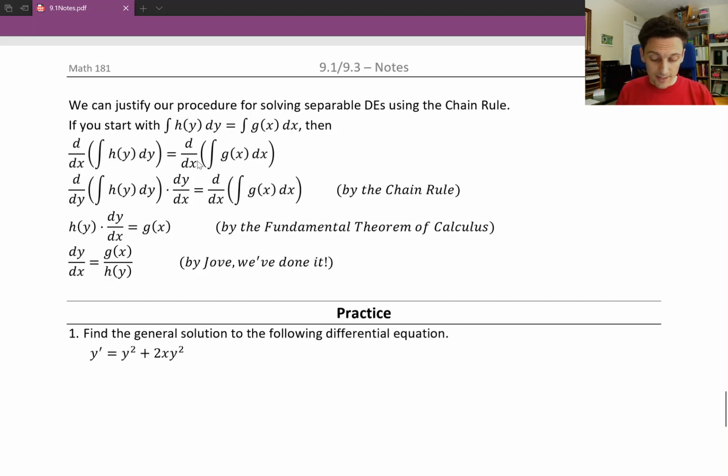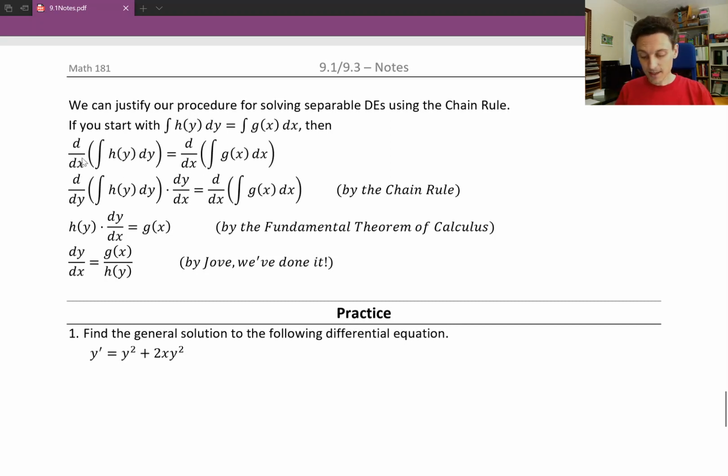Now on the right side, we just have the derivative of the integral of g of x dx. That one, the derivative and the integral will undo each other in a moment. But we can't do that with the left side yet, because here we have the derivative with respect to x of a function of y, right? This integral will produce a function of y on the left side. So what we can do to get around that is use the chain rule.